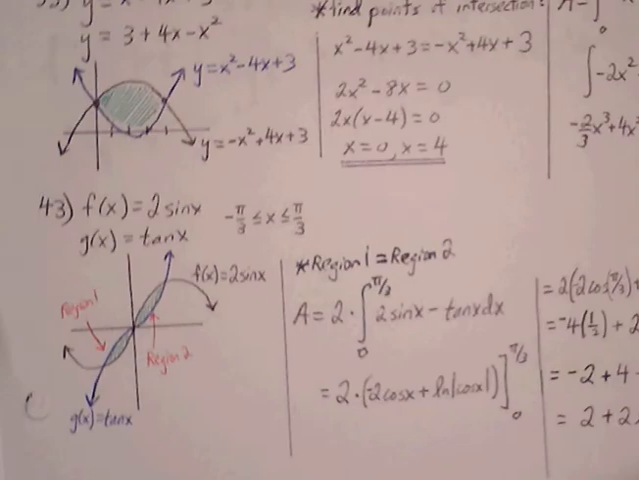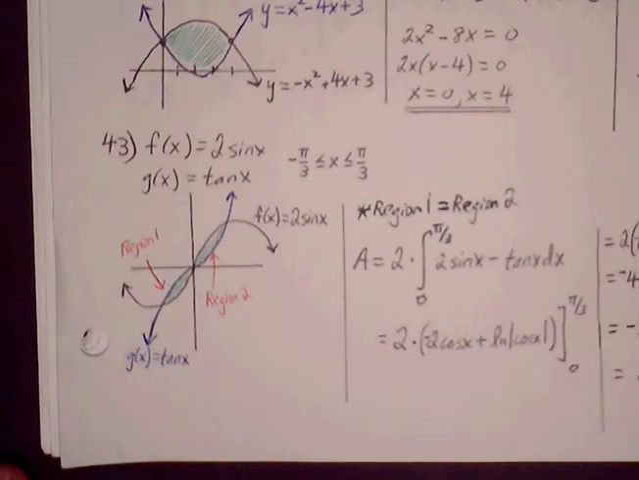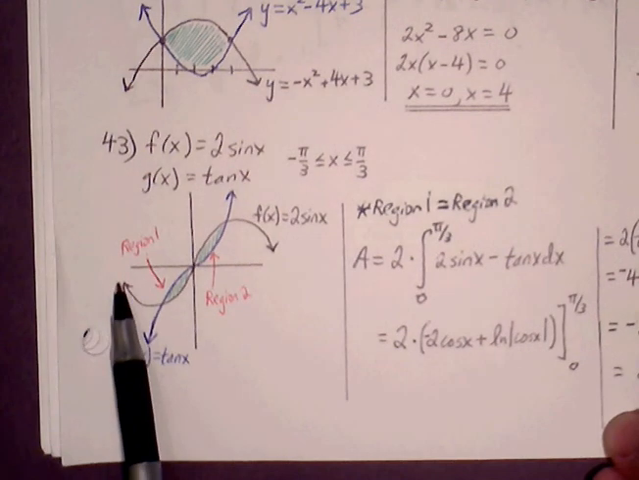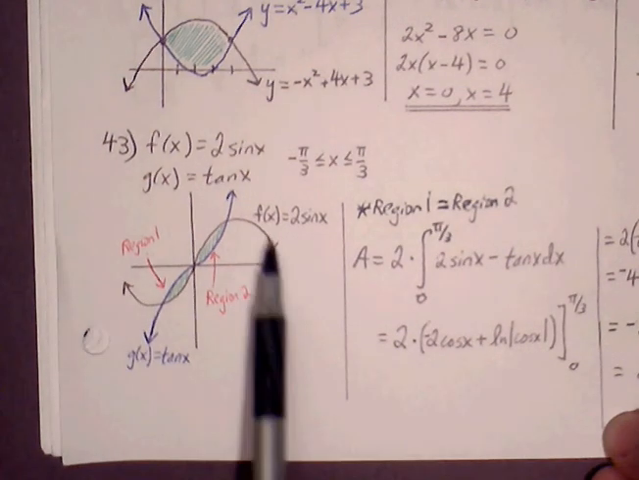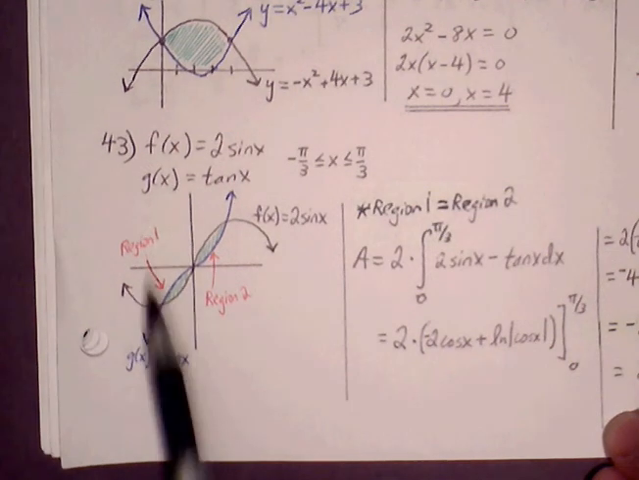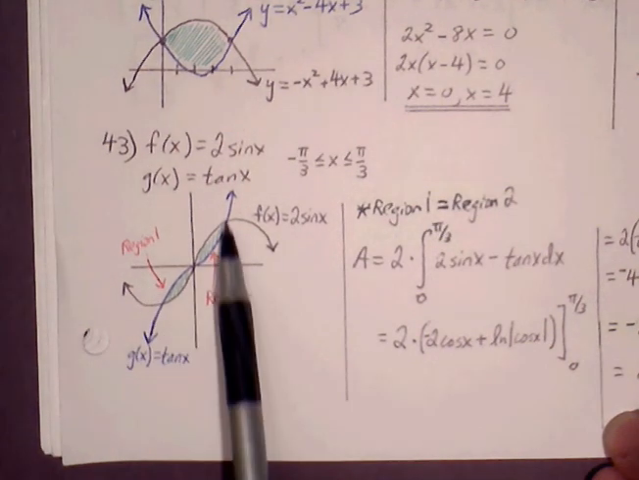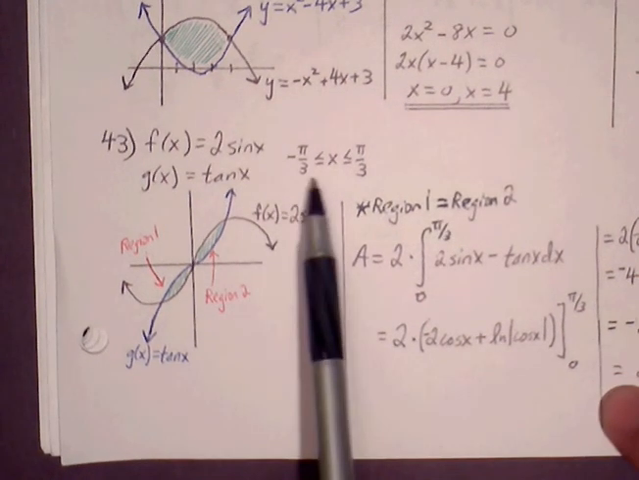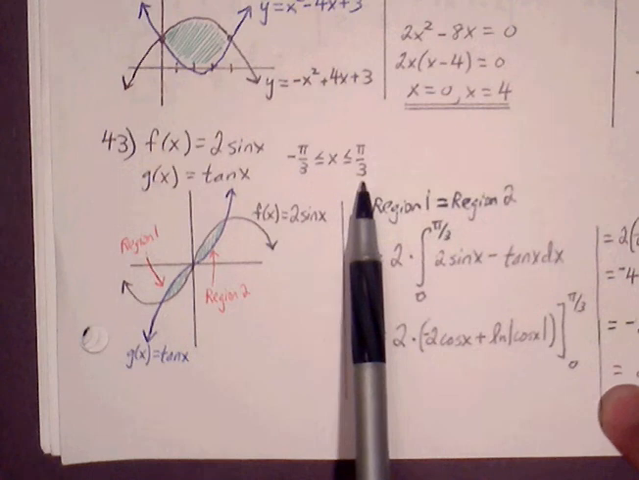All right, let's look at 43. Okay, so we have f of x equals 2 sine of x. That is going to be this curve here in black. And we have the tangent of x, which is in blue. And they're telling us the left and right bound between negative pi over 3 and pi over 3.